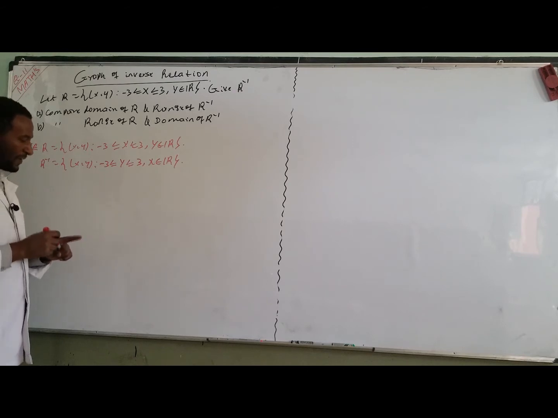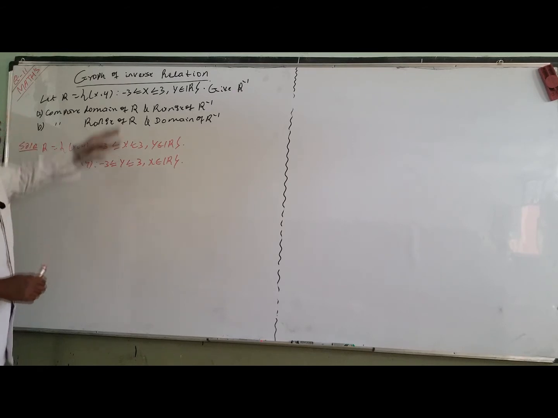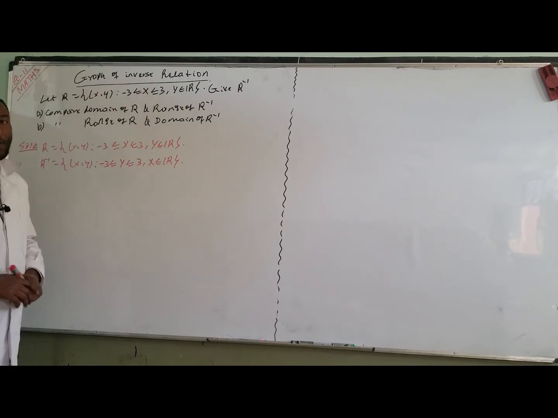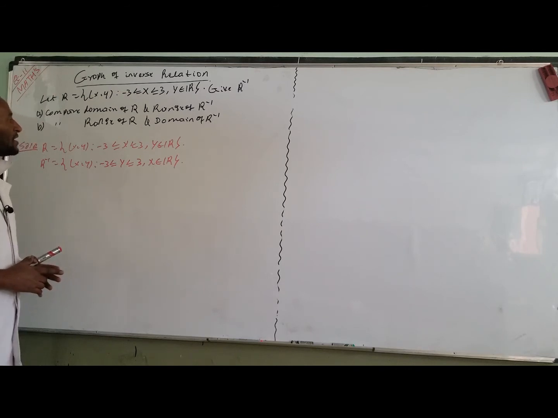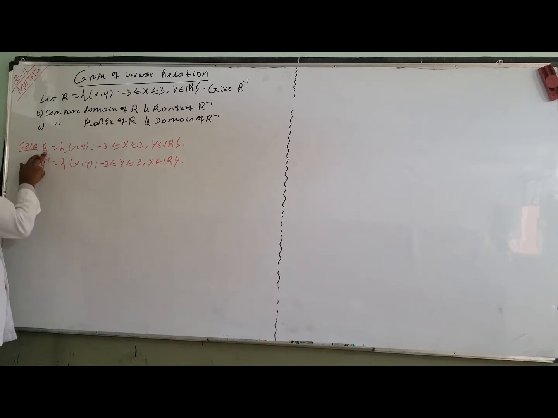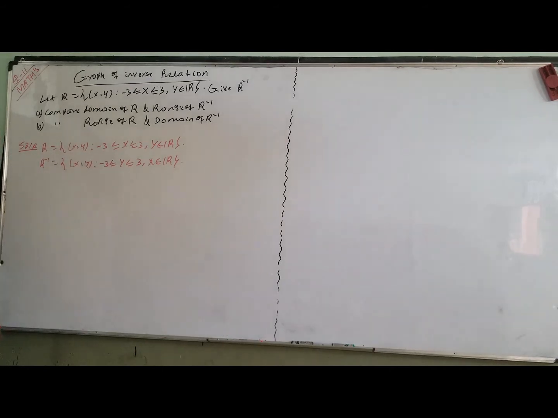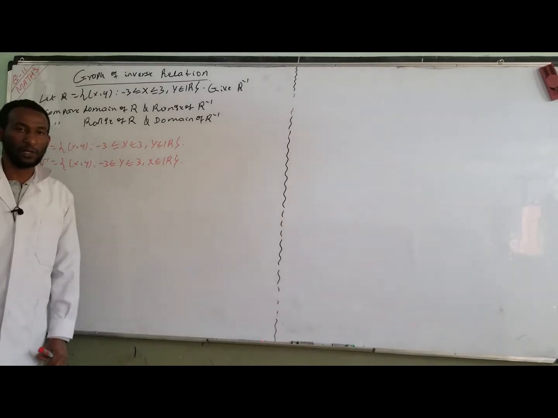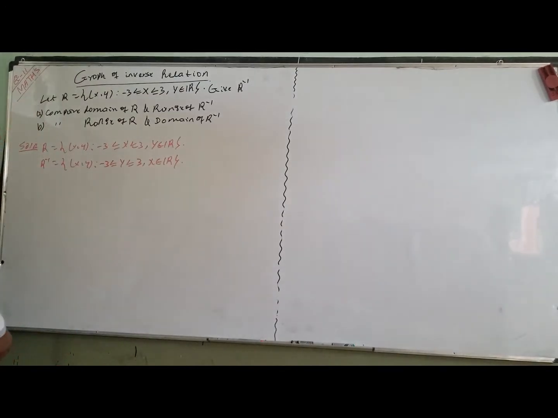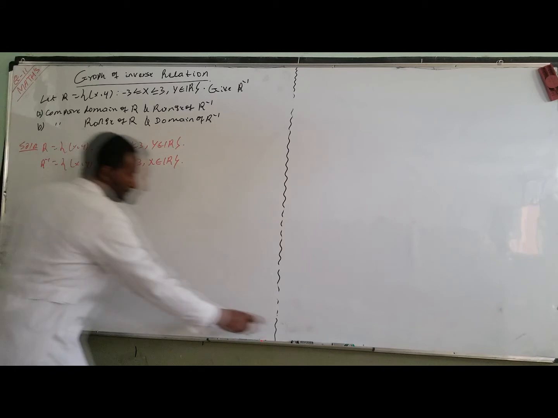But when we find the graph of the inverse relation, we can easily get the graph of R inverse by reflecting the graph of R with respect to x is equal to y. Let us see it on the xy coordinates.